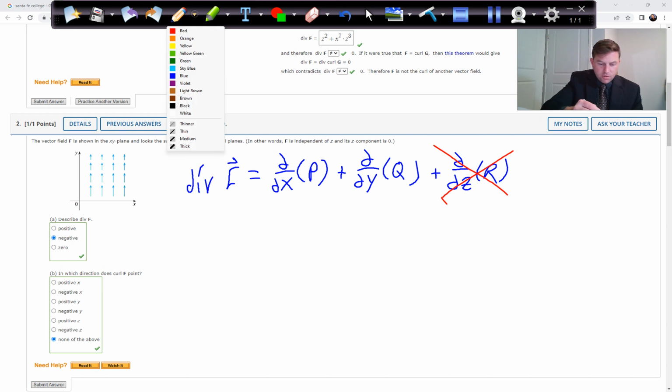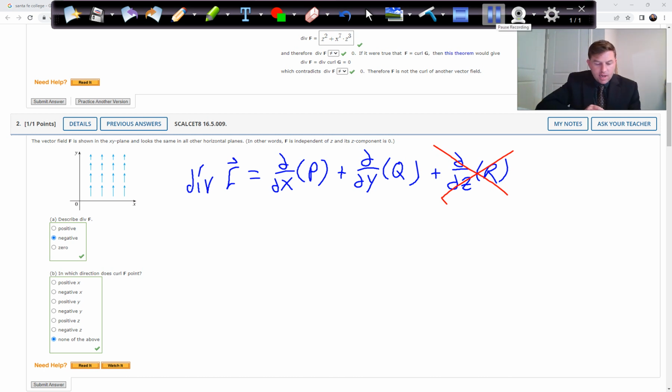The z component is 0. And if we look at this equation, no matter what x is, the y value is growing. And if we look at these lines, they're getting shorter as y is getting bigger. So the only way that these can be shrinking like this is if this Q component has some negative y in it. So these are getting smaller.